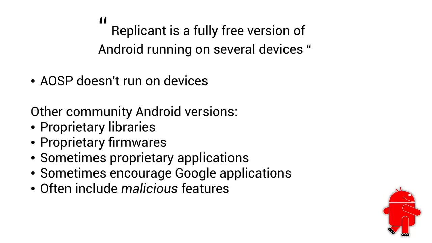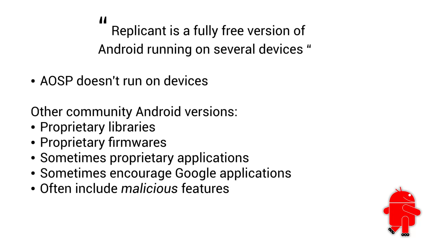Then you also have the firmwares, so the software running inside other chips, inside integrated circuits. Sometimes the firmwares have to be loaded by the operating system. In order for these files to be loaded, well, they have to be distributed with the system, which is why these community Android versions bundle these firmwares with their system. Sometimes you can also find proprietary applications on top of what's based on AOSP.